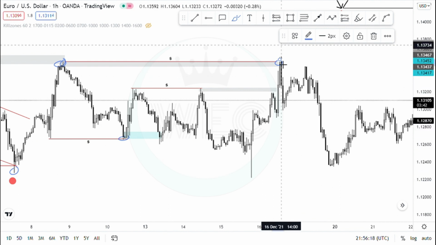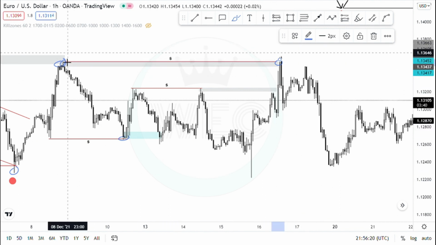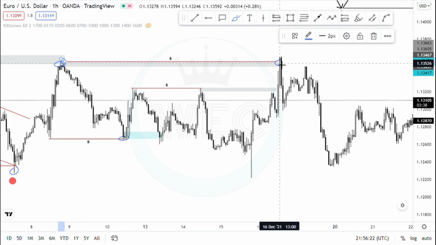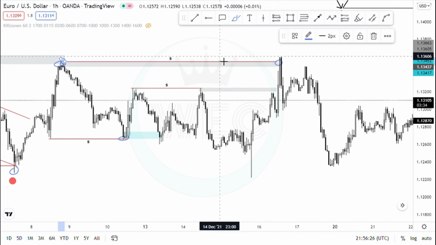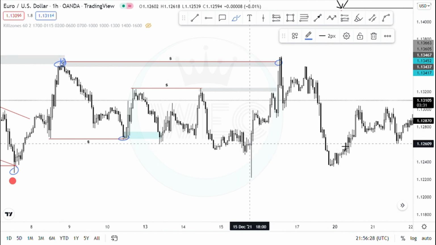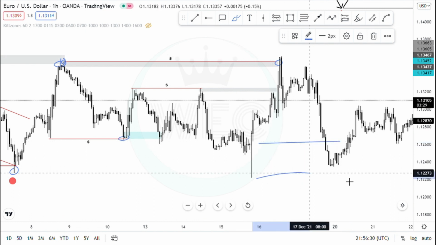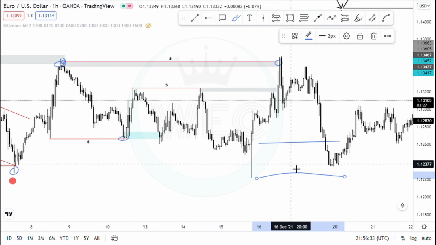In this scenario, what did we see? This protected liquidity got breached over here. So it means we have a change in trend. And if we have a change in trend, what happens? It means that this low over here, this demand level, becomes the new protected liquidity. If I swipe to the right side, you're going to see that price followed that trend.